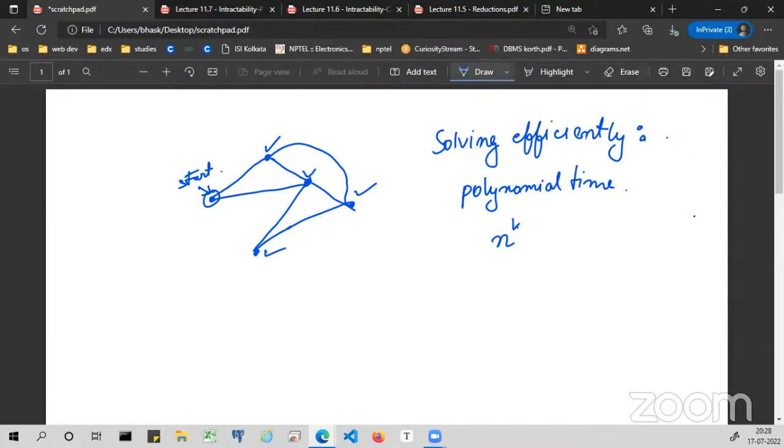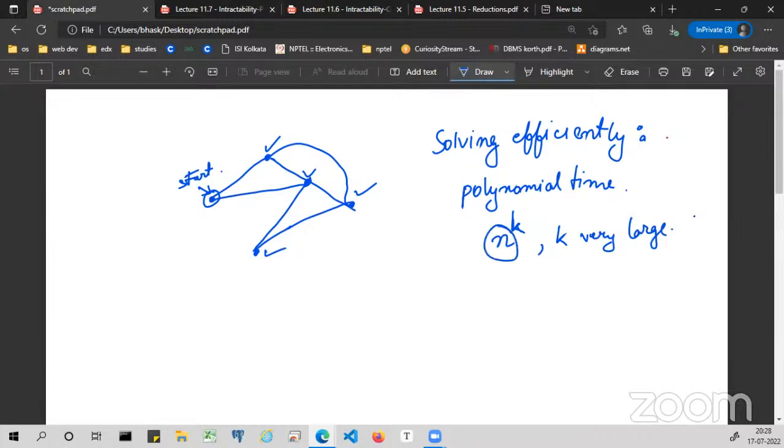Now this constant can be very large. K can be very large, but that's not our concern. So K can be 1 crore, 2 crore, whatever. Still, we would say it's a polynomial time complexity algorithm.